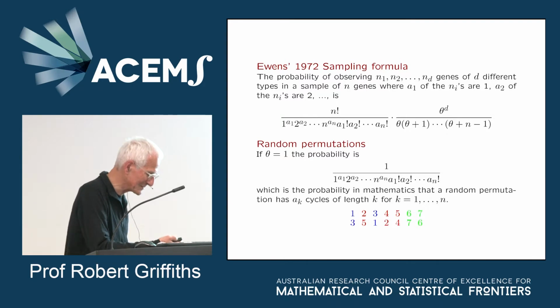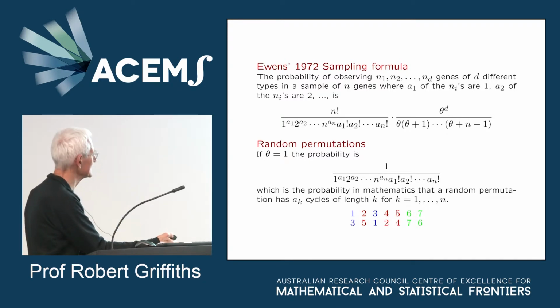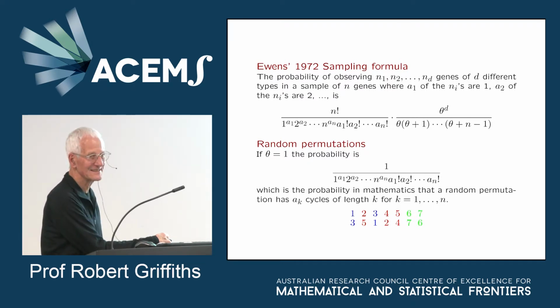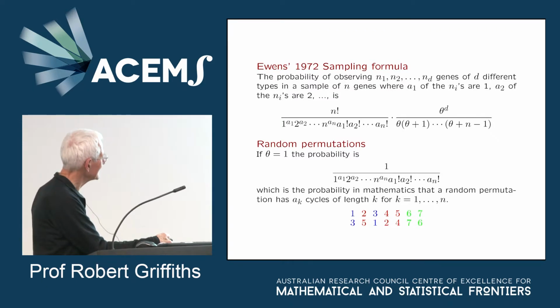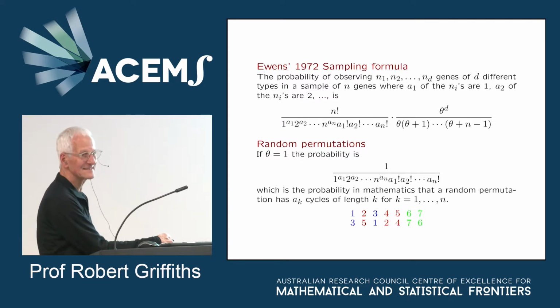Just before I go into random permutations, you can see that what happens here is that theta is involved to the power D. And so this tells us in a technical way that D, the number of types in the sample, is what's called sufficient for estimating theta.